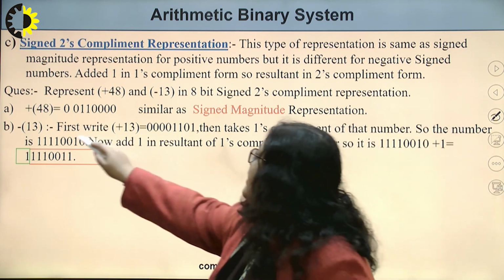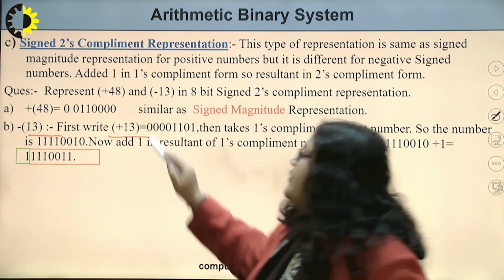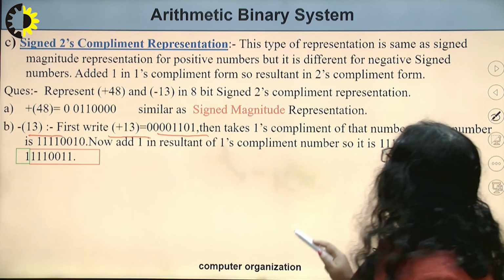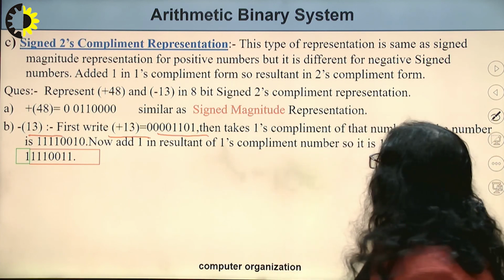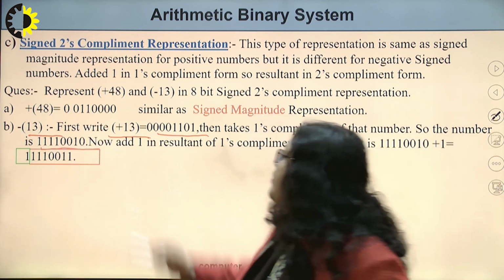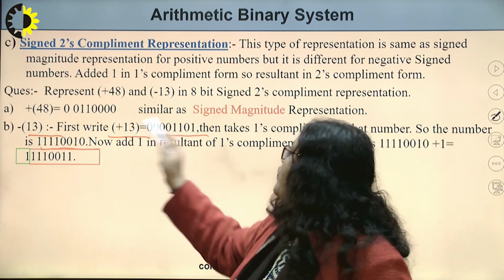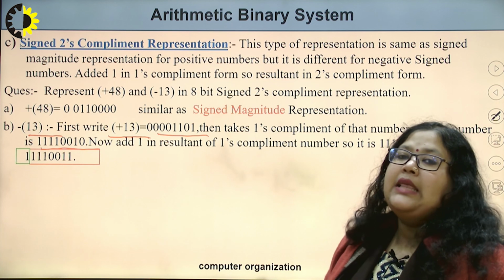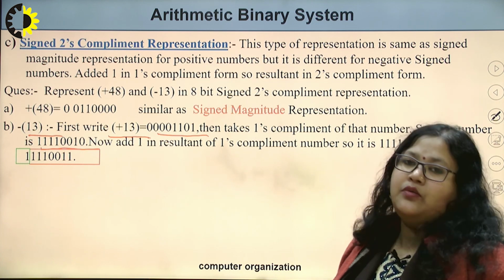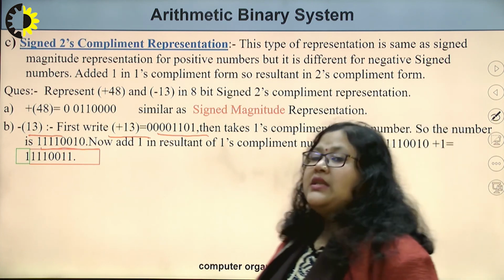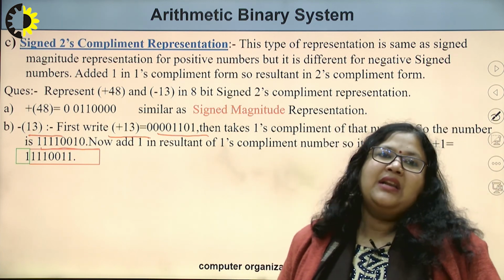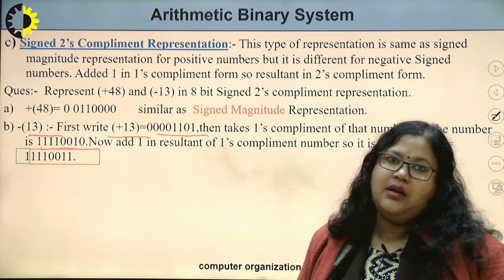Let's take the example of minus 13. First we write plus 13 in binary form. This is the sign magnitude form. Then take the 1's complement of that number, so just 0 to 1 and 1 to 0. Then add 1 to the LSB of that 1's complement number. So this is the 2's complement of the number. These are the complete representations of signed numbers.